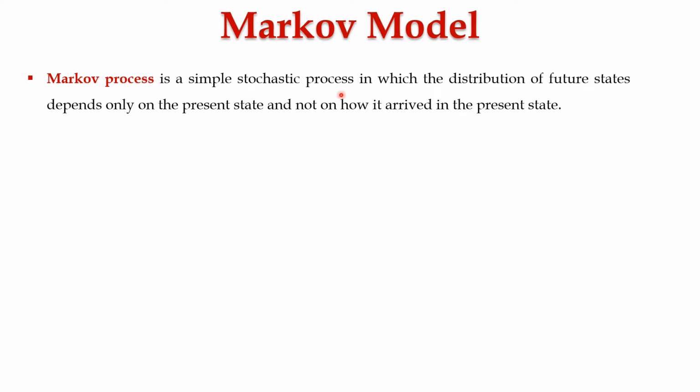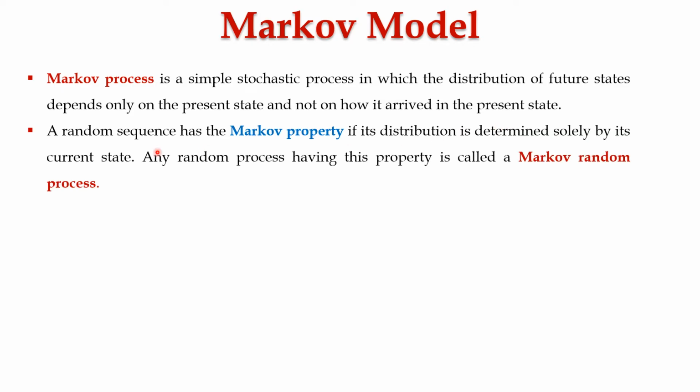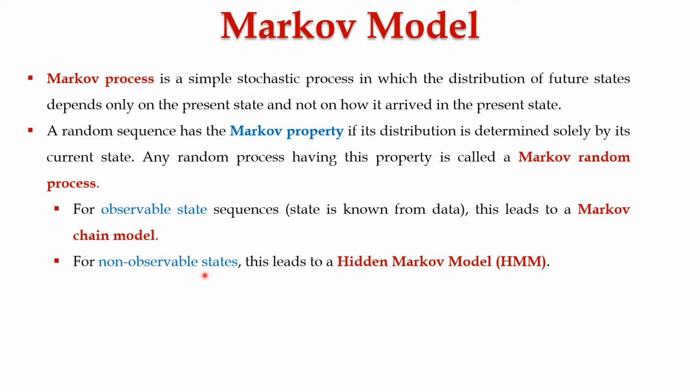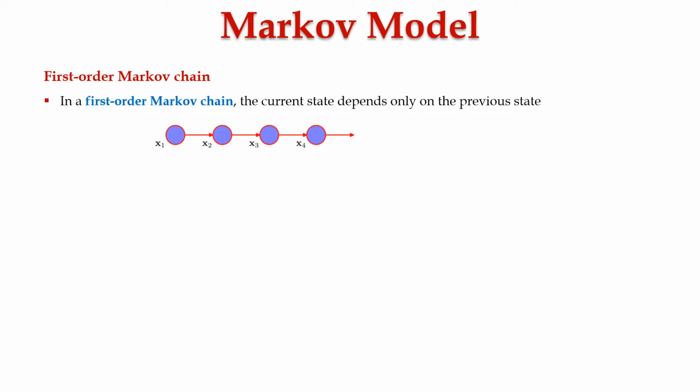Markov process is a simple stochastic process in which the distribution of future states depends only on the present state and not on how it arrived in the present state. A random sequence has Markov property if its distribution is determined based on its current state. Any random process having this property is called a Markov random process. For observable state sequence, this leads to Markov chain model. For non-observable states, this leads to hidden Markov model, that is HMM.